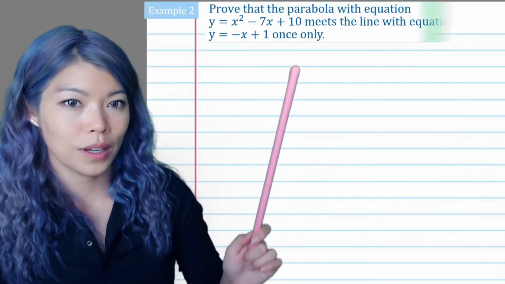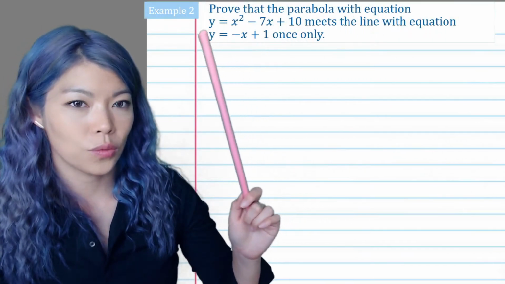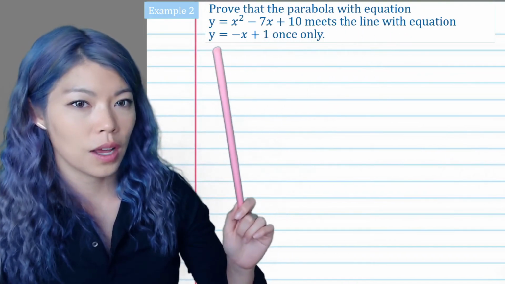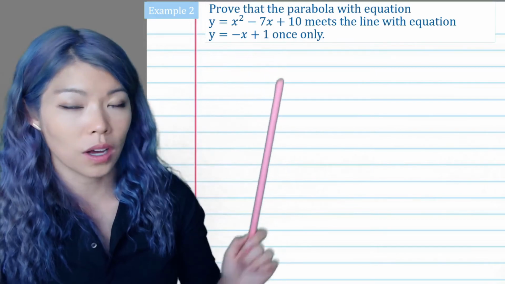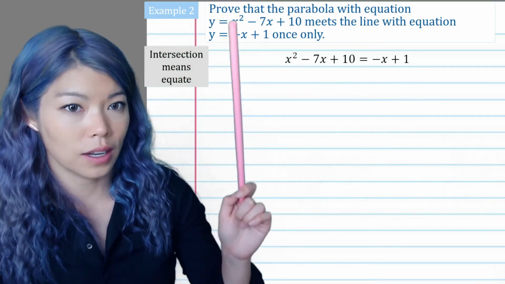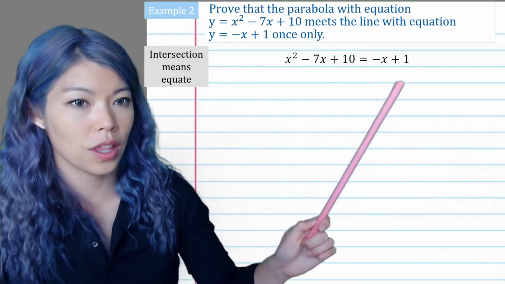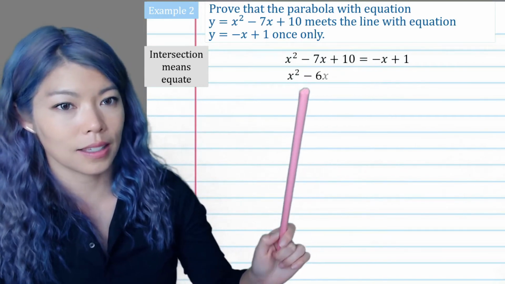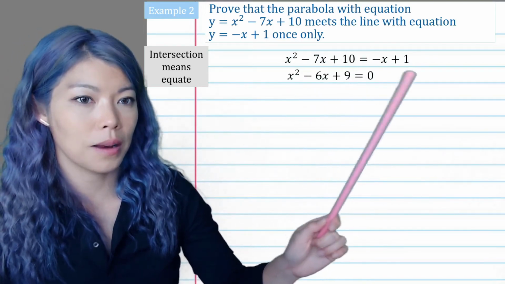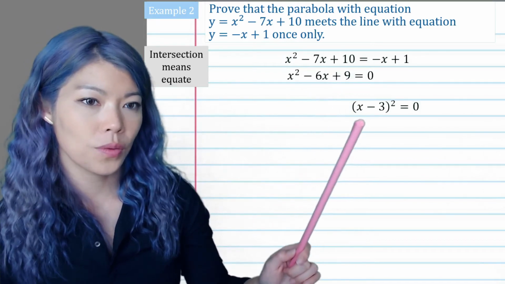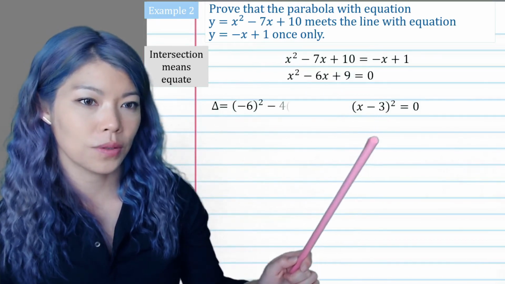Example 2. Prove that the parabola with the equation y equals x squared minus 7x plus 10 meets the line with the equation y equals minus x plus 1 only once. So the intersection means equate. Let them equal each other and solve. So minus 7x and then plus x is minus 6x, and 10 minus 1 is 9. And then we know that's a perfect square, so we have (x minus 3) squared.